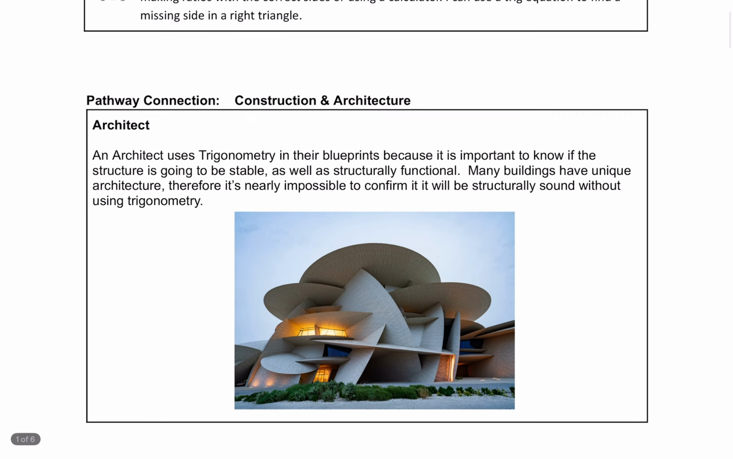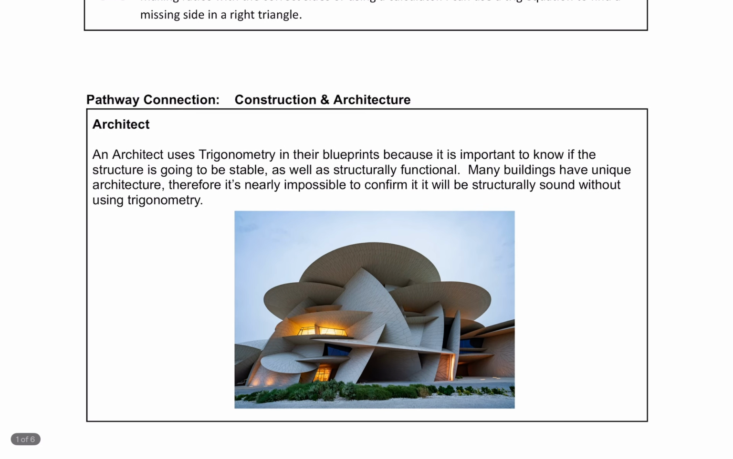Okay, our pathway connection is to architecture. It says an architect uses trigonometry in their blueprints because it's important to know if the structure is going to be stable as well as structurally functional. Many buildings have unique architecture, therefore it's nearly impossible to confirm that it will be structurally sound without using trigonometry.